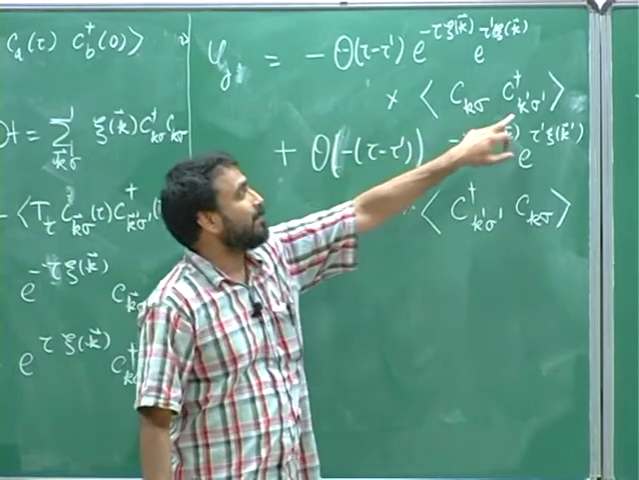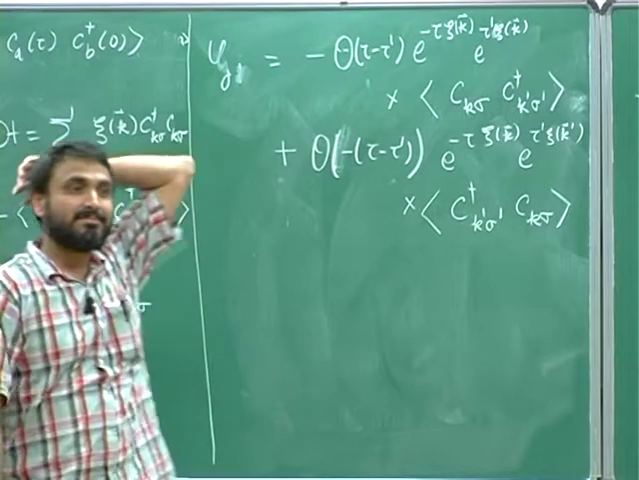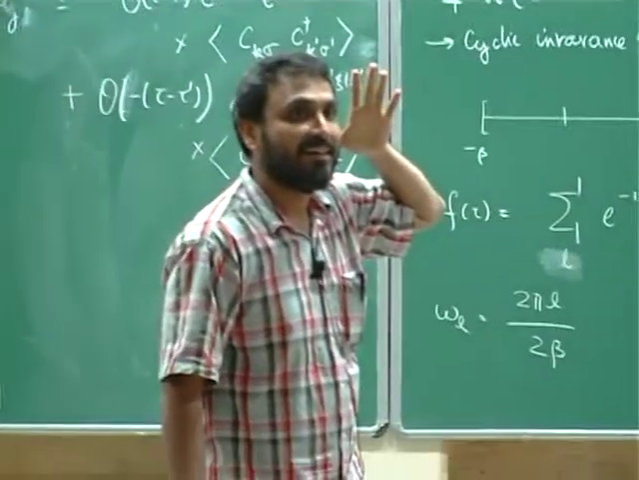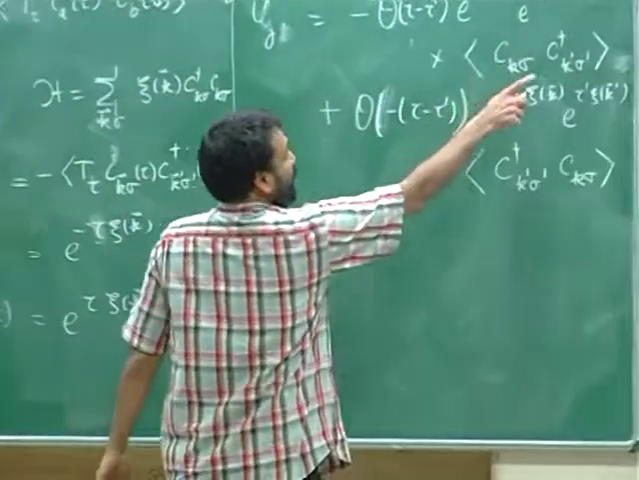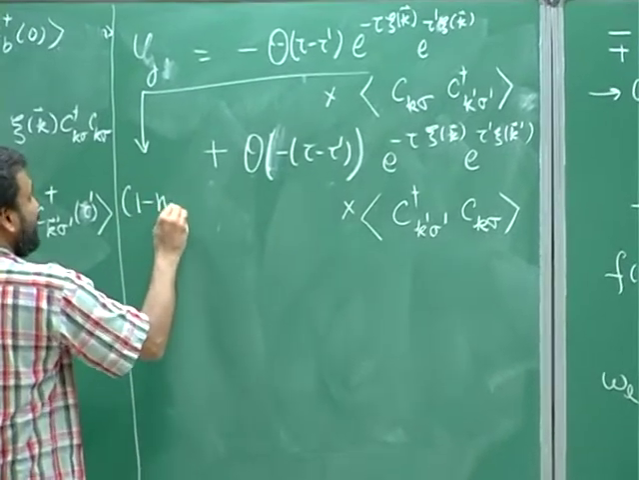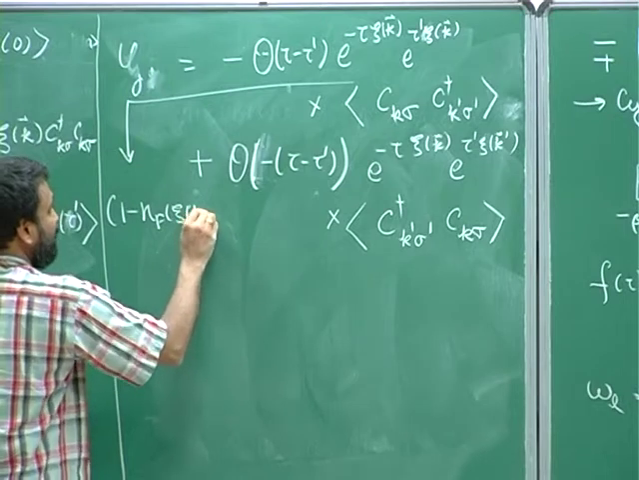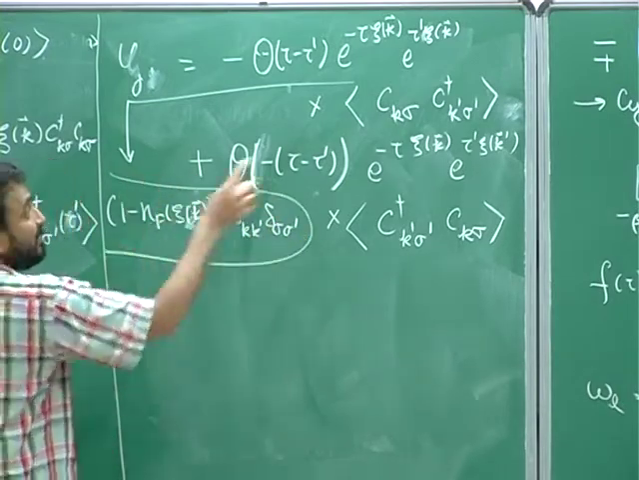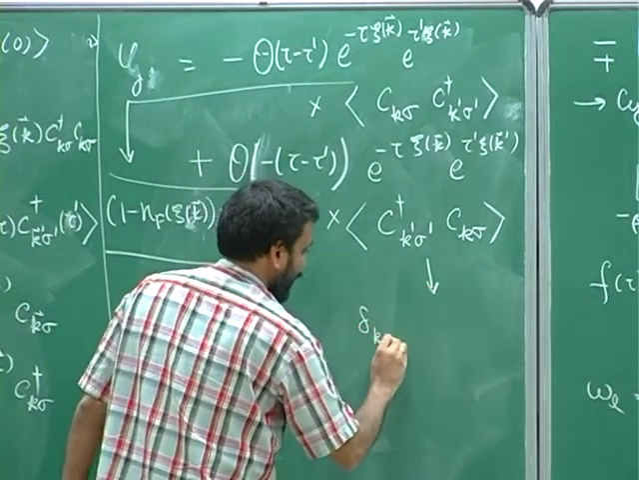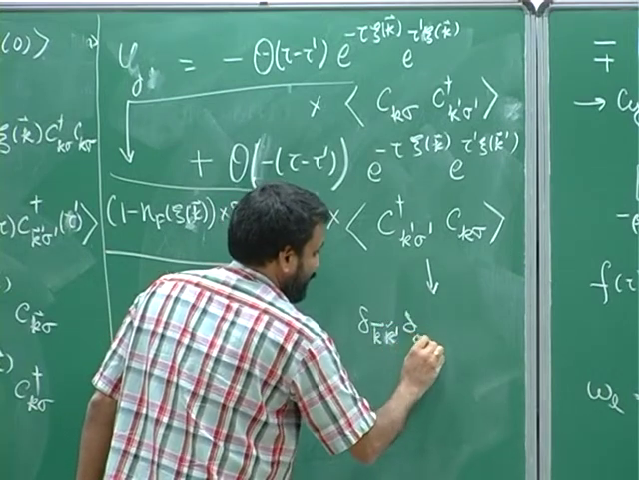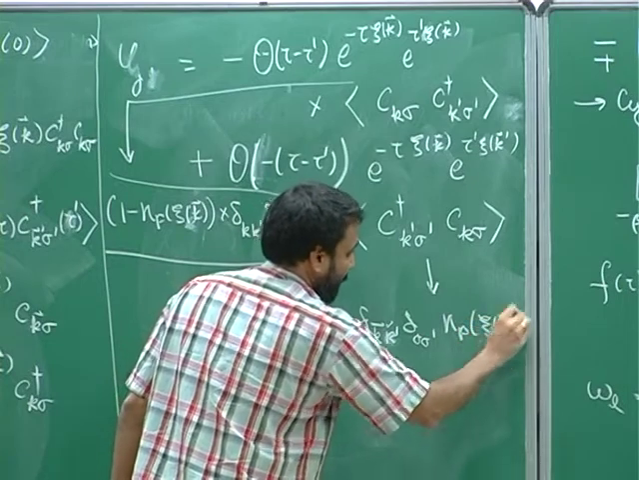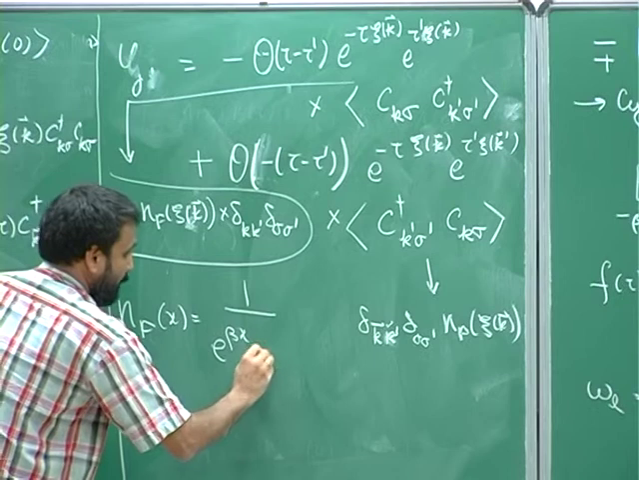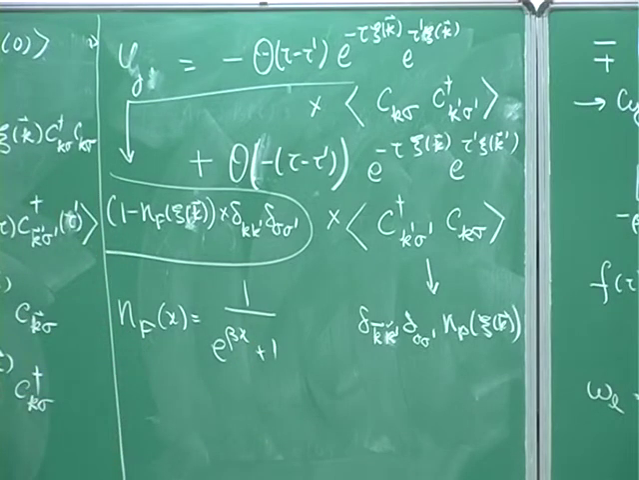What is the expectation value of Ck sigma C dagger K prime sigma prime? Delta function multiplied by some distribution function. Correct, that's absolutely correct. So this quantity is actually 1 minus NF of Ck, multiplied by delta of K prime, delta of sigma sigma prime. And this one is delta K prime, delta sigma sigma prime, NF of Ck. That's what that quantity is. Now what is NF? NF is the usual Fermi function. NF of x is equal to 1 by e to the beta x plus 1. That's what the Fermi function is.